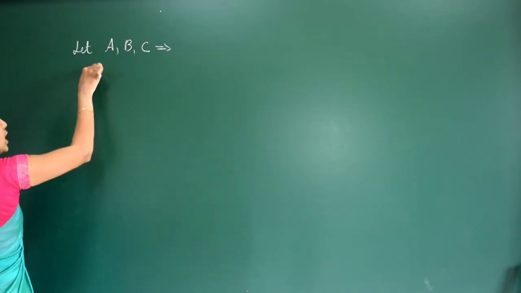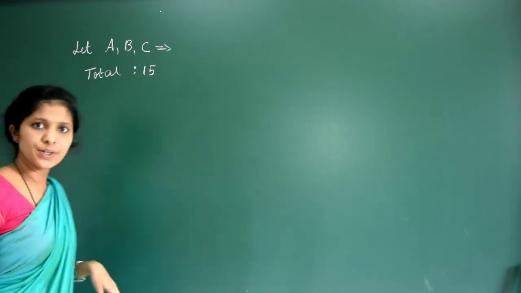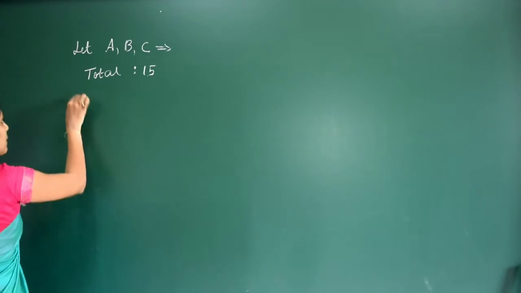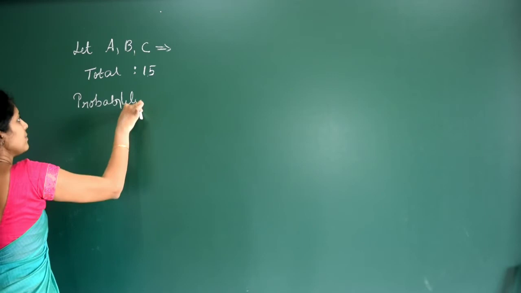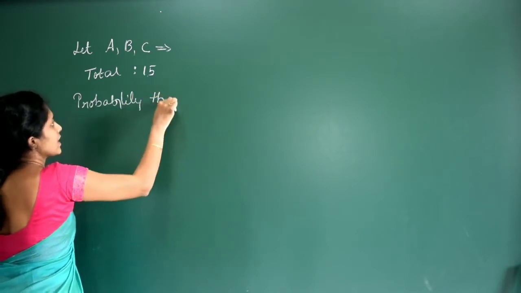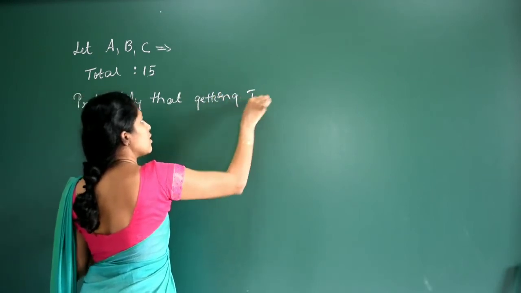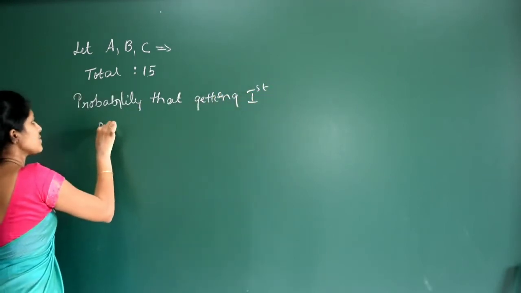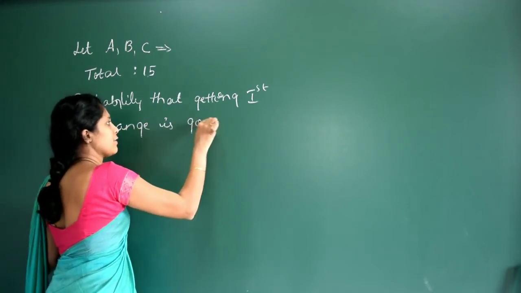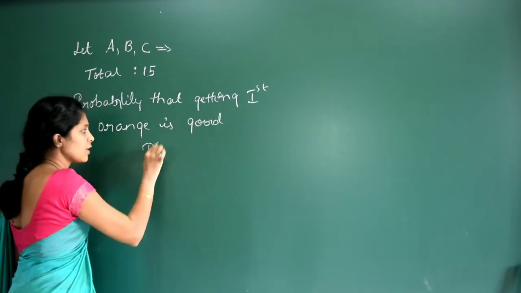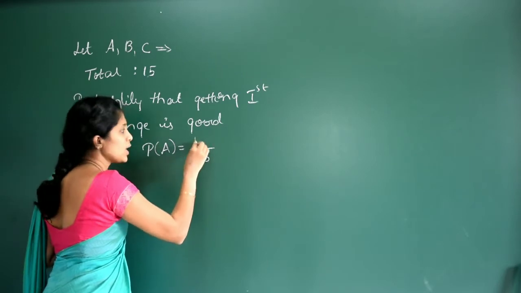Okay. Next, what you have to write? Total number of oranges is 15. In that, 12 are good and 3 are bad. Next, the probability of getting the first orange is good. What is the probability of getting the first orange is good? That is P of A, right, will be equal to total number of oranges are 15, in that 12.